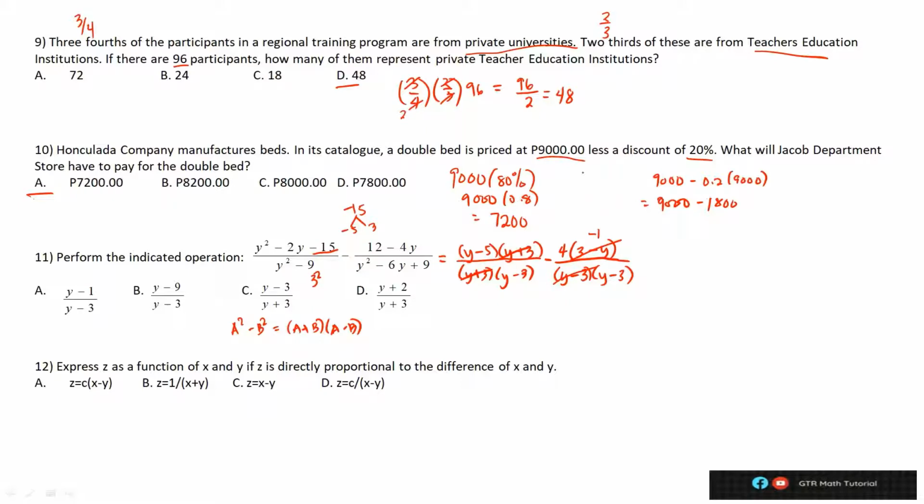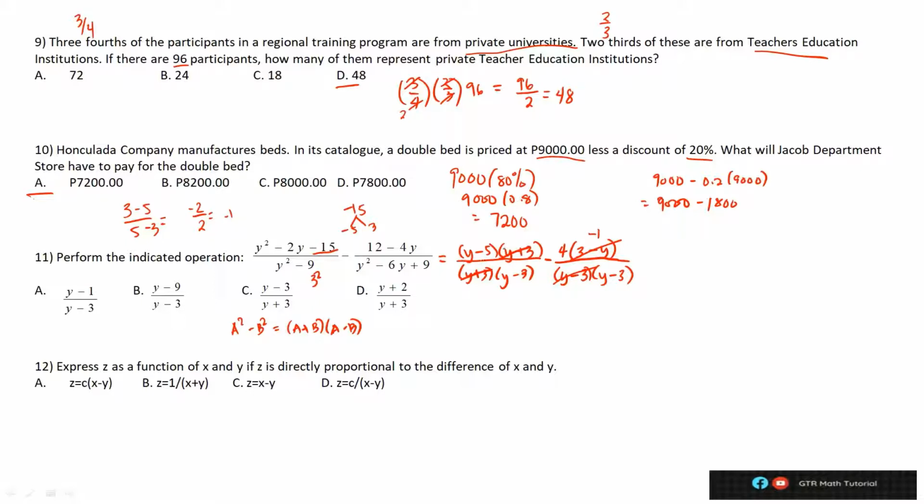Kasi halimbawa, meron tayong 3 minus 5 over 5 minus 3. Di ba? Nabaligtad. So ang sagot dyan, 3 minus 5 is negative 2 over 5 minus 3, 2. So therefore, the answer is negative 1. So kaya pag nabaligtad tapos negative, pwede nyo i-cancel out yan, pero negative 1 yung sagot.